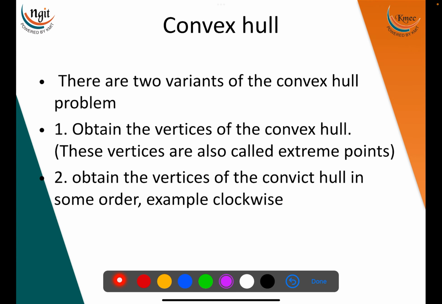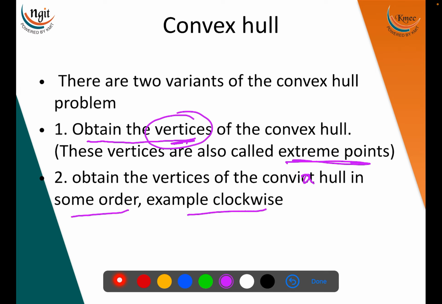Now you can take some parameters. There are two variants of the convex hull problem. One is to obtain the vertices. Here a vertex is nothing but an extreme point, and we obtain the vertices which can be included in the convex hull based upon some order. That order is, for example, clockwise or anti-clockwise, the order you are following based upon the algorithm. According to that order only, you have to find out which extreme points it comes under.